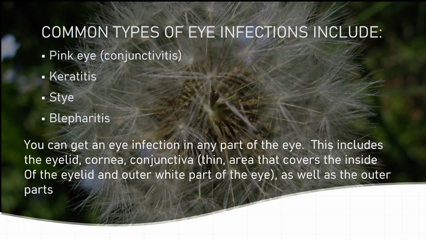You can get an eye infection in any part of the eye. This includes the eyelid, cornea, conjunctiva, which is the thin area that covers the inside of the eyelid and outer white part of the eye, as well as other parts.